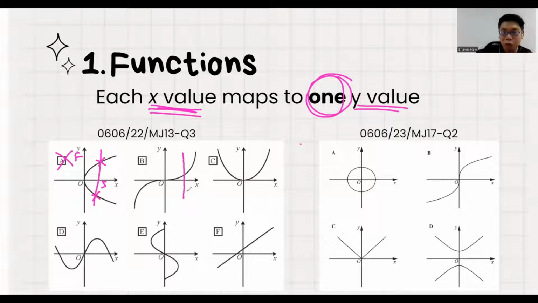Each x value, it only has one y value. Yes, this is a function. Each x value has one y value. Yes, this is a function. So this is a function. Each x value, okay, 2 y values. So this is not a function. This is a function.